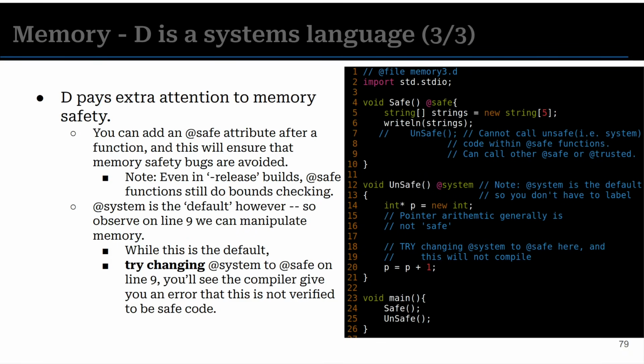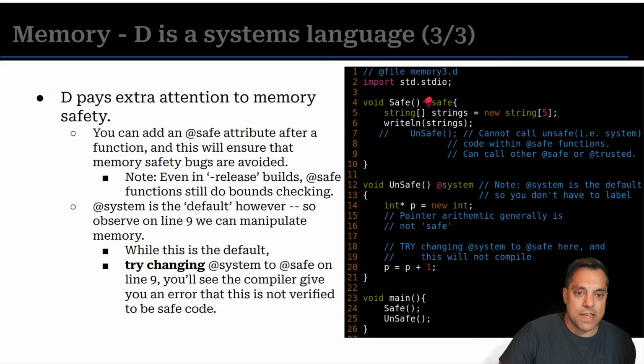But again, D pays extra attention to memory safety here. So for example, this is kind of a neat thing to take a look at in this example. I have this safe function here, and I've annotated it with @safe. What does that mean? Well, first and foremost, you see I've commented out line 7, which means I can't call into unsafe code. What is unsafe code? Anything that's not annotated @safe. So this one's annotated @system. That's the default in D. Our main is @system as well.